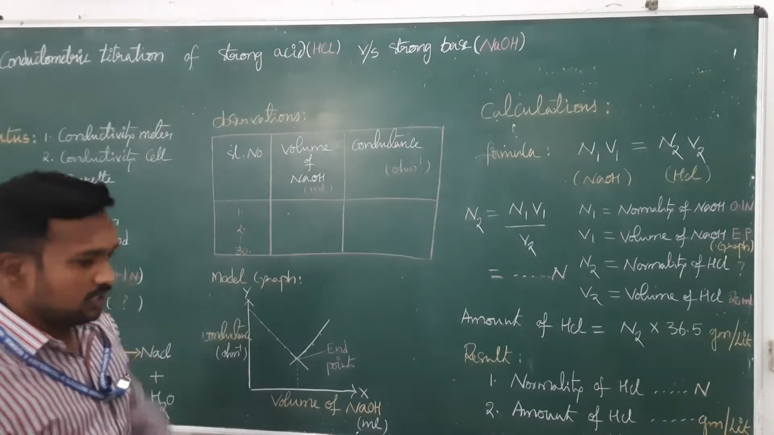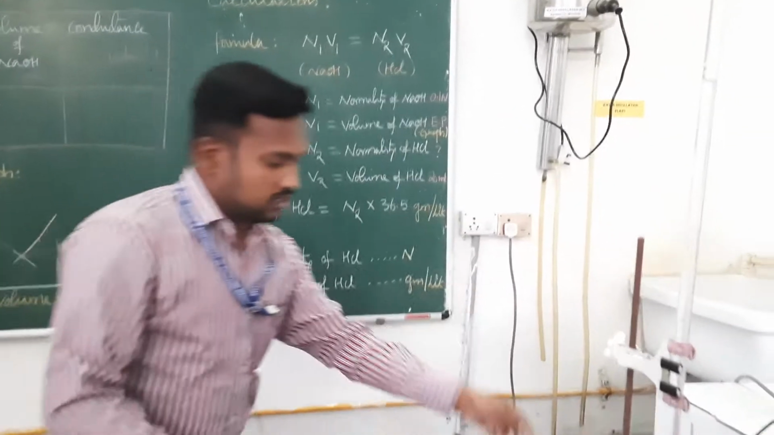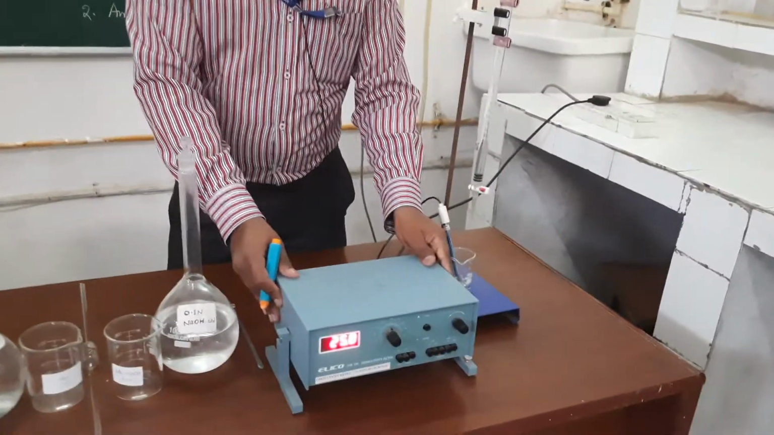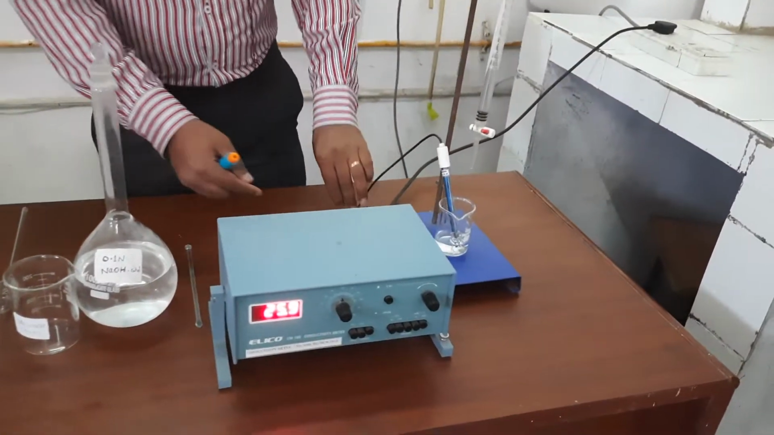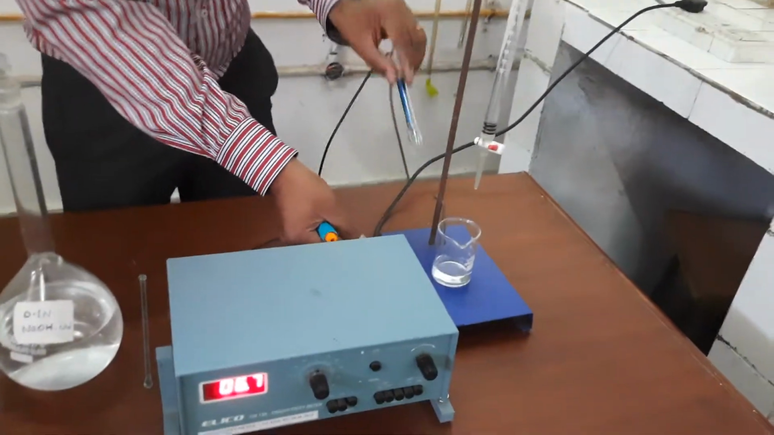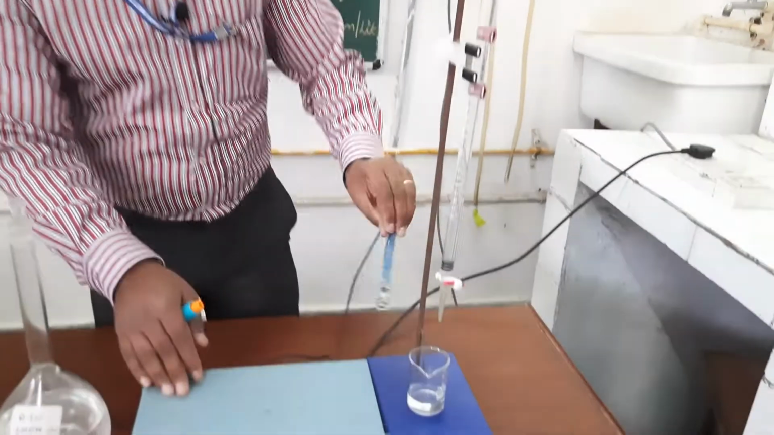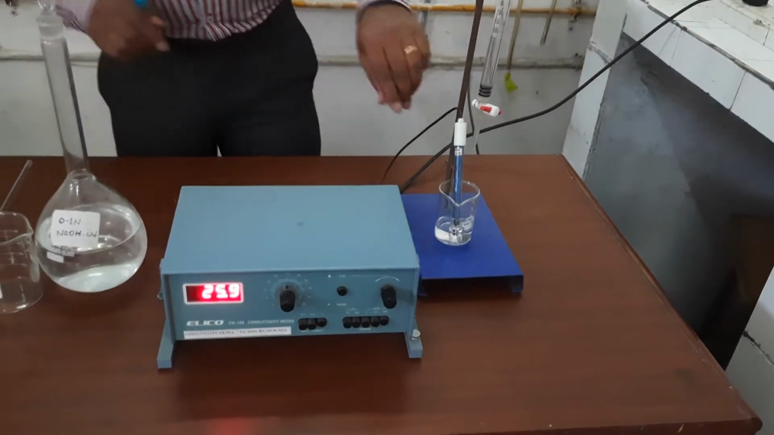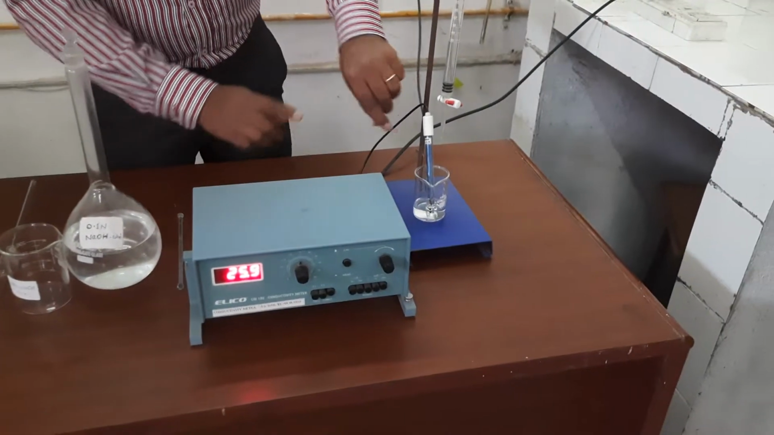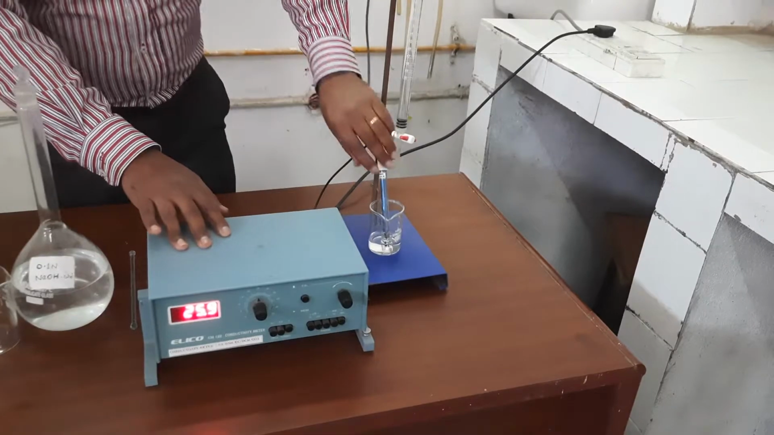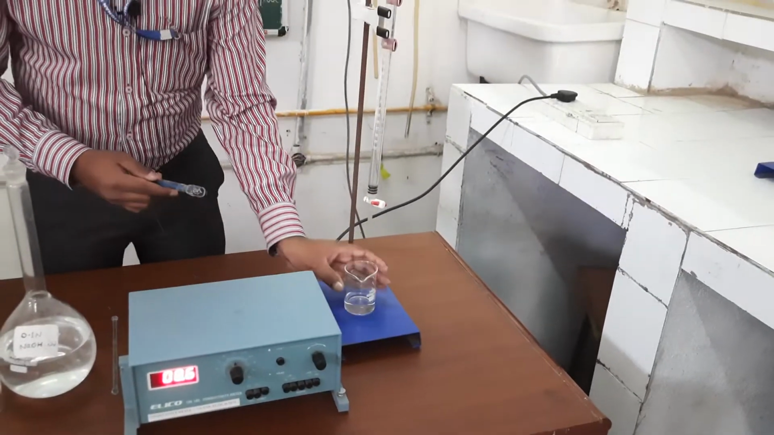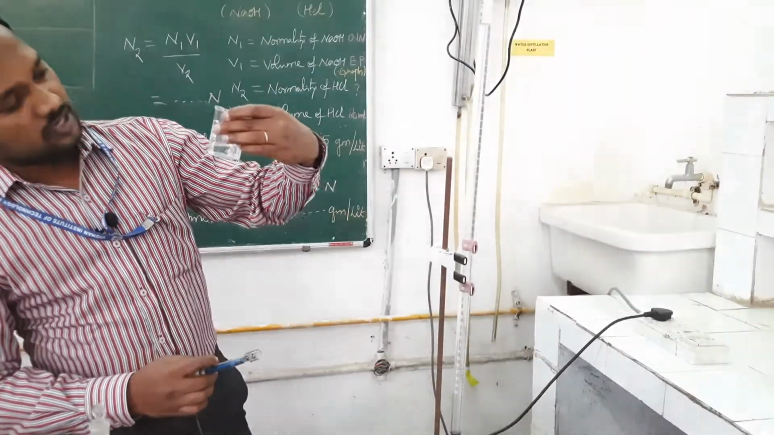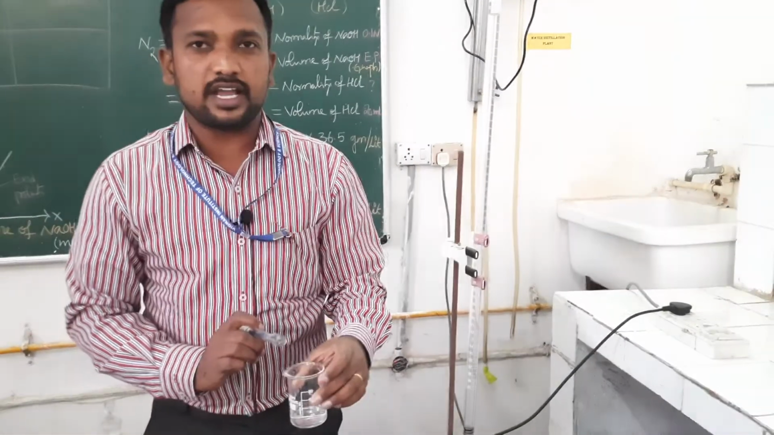Here, in the procedure, first we take the conductivity meter. This is the conductivity meter, and I have already connected the conductivity cell to it. This is the conductivity cell. These two are very important. The conductivity cell is connected to the conductivity meter and is dipped into the given solution. What solution is taken in a beaker? HCl is taken in a beaker.